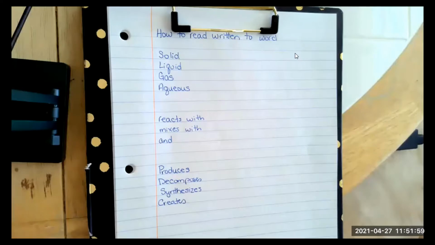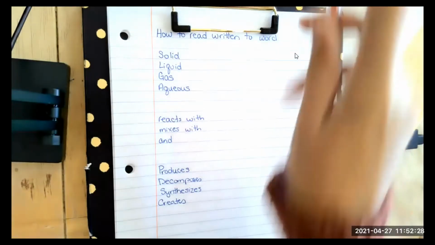So next, let's talk about how to read the items from a written equation to go to a word equation. Now, we know a written equation is all in words, and we know that when we're going from written to word, we have to leave the elements and chemical formulas or the compounds as words, but everything else turns into an equation format. So what do those actual words signify when writing an equation?